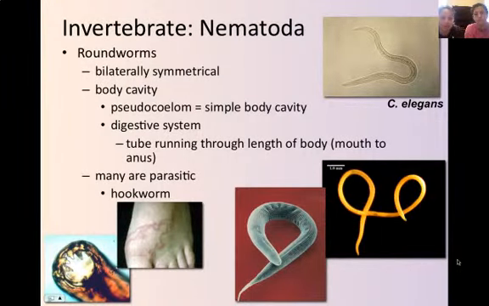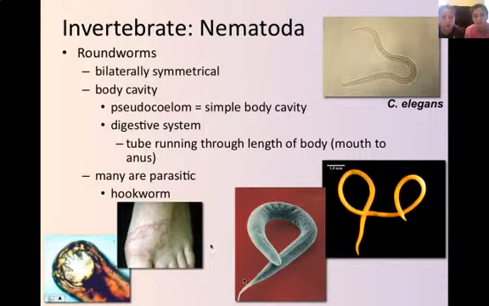Okay, the next invertebrate phylum is the Nematoda. That's going to be like our roundworms. They have bilateral symmetry. So again, that's like us, right and left side if you come down the middle. Their body cavity is going to be a pseudocoelom. Remember, that's a false coelom. It's a simple body cavity. It's more than acoelomates, but it's less than true coelomates. Their digestive system is just going to be a tube running through the length of their body from their mouth to the anus. And a lot of roundworms are going to be parasitic.